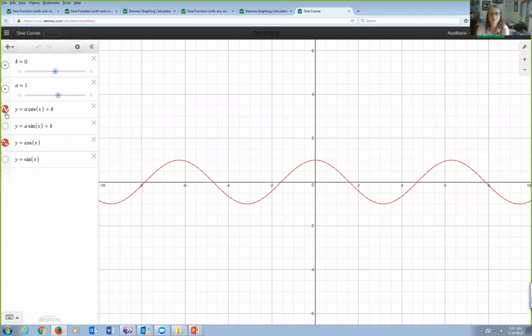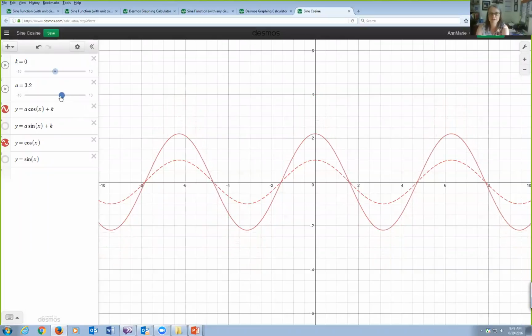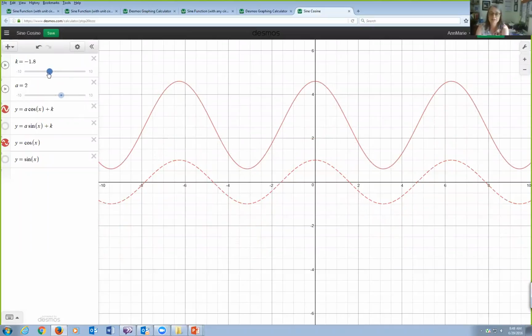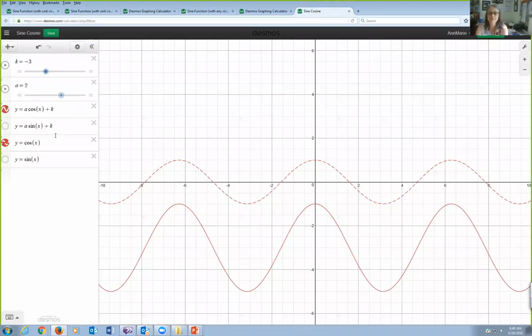This is a cosine. So I've got y equals a cosine x plus k. My multiplier is 2, so my amplitude is 4. We go from lowest to highest. And my subtractor is 3, so I've subtracted negative 3. So the solid red line represents y equals 2 cosine x minus 3.